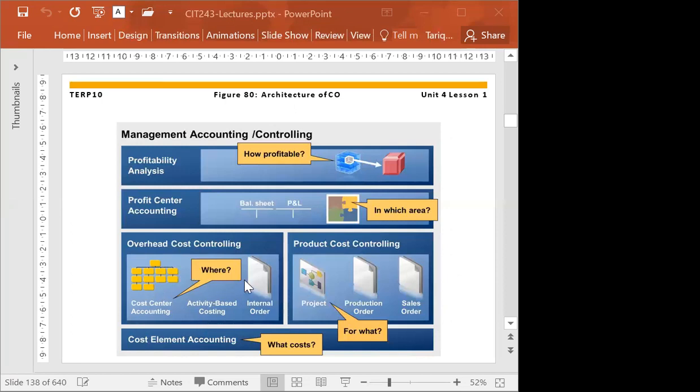But any transaction received by profit center accounting is not distributed. They are just receiving the transactions for reporting purposes, whether it's profitability analysis or profit center accounting. Guys, any question here until this point? Because we'll go for another point.